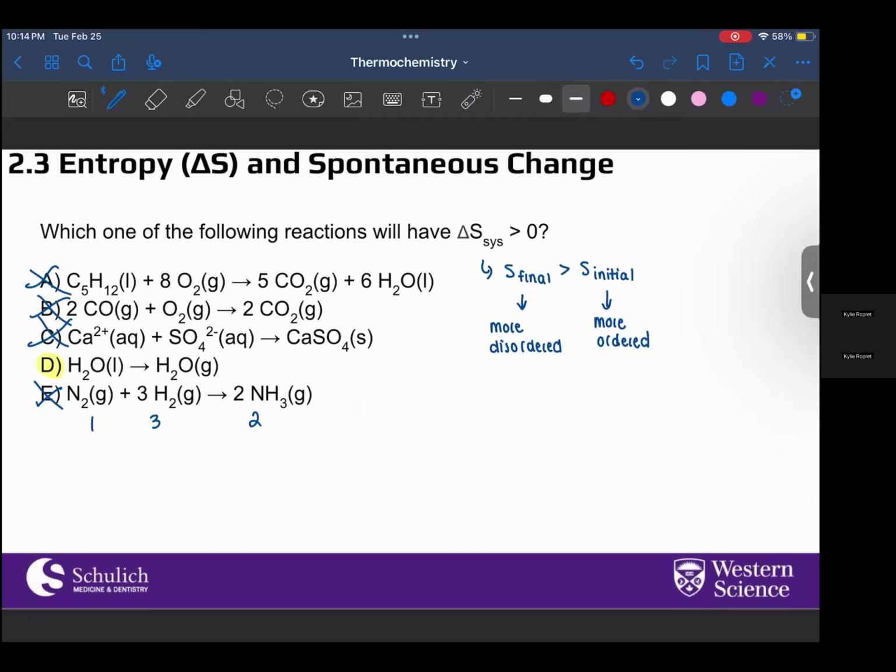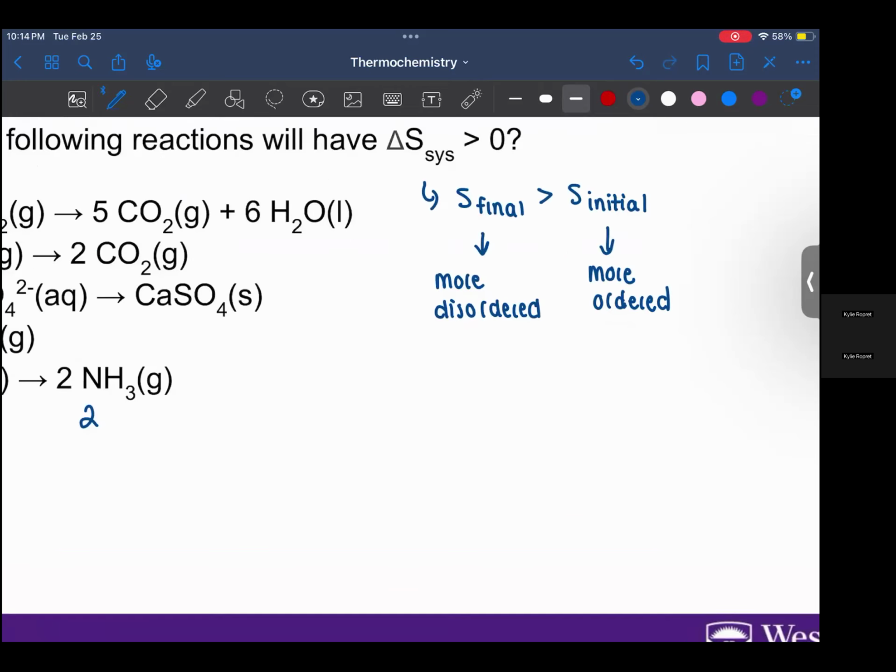So questions that have to do with entropy, and they're asking you if it's a positive or a negative entropy, you want to look at first the different states that you have, but if everything's kind of equivalent there, then you can start looking at the number of moles of gas and counting those up.